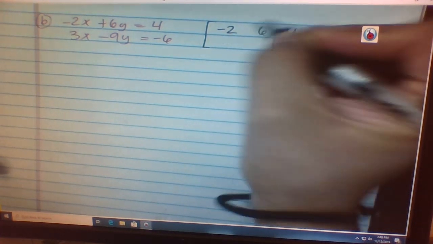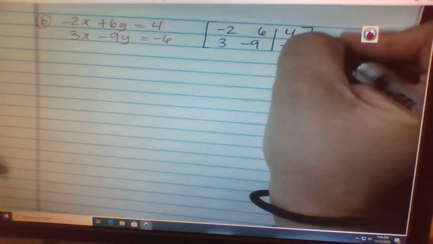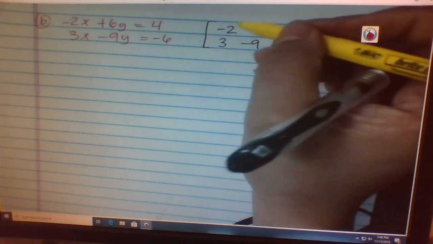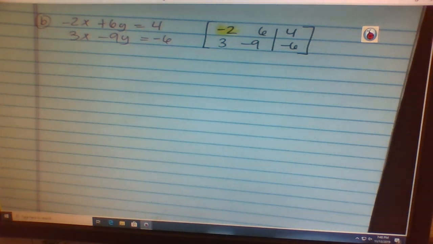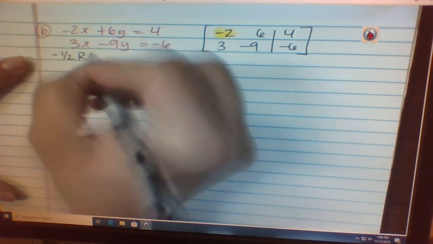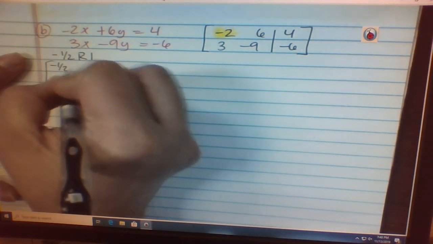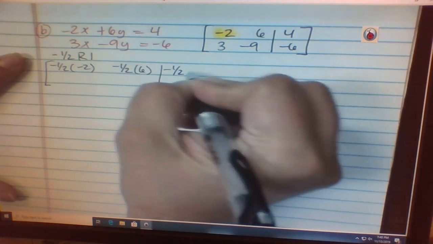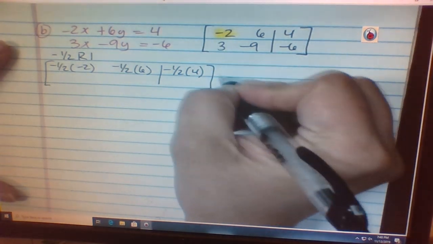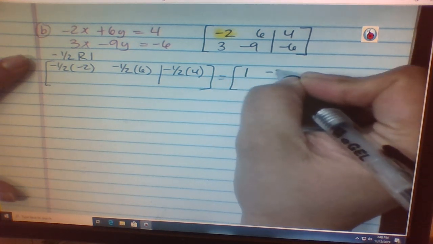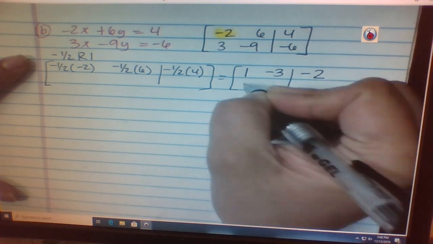-2, 6, 4, 3, -9, -6. So that's the first thing you do. Multiply by the reciprocal, which is -1/2. -1/2 times row 1: -1/2 times -2, -1/2 times 6, and -1/2 times 4. So I get a 1, a -3, and a -2. Perfect.